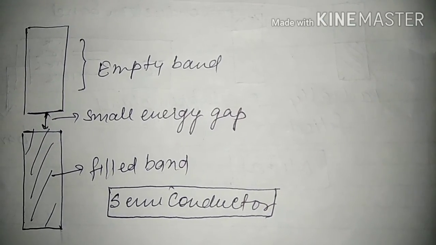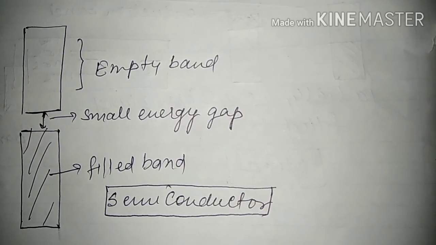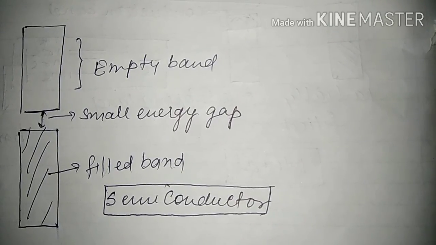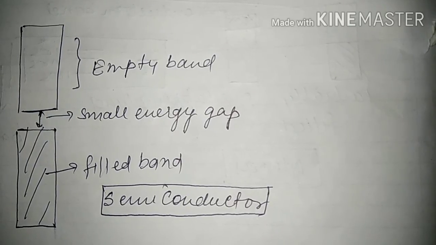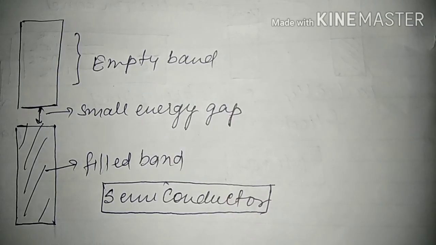Non-metal means here the insulator. Clear? So this is the end of today's video. Next day I will make you a new video on magnetic properties: ferromagnetic, paramagnetic and diamagnetic. Now thank you.